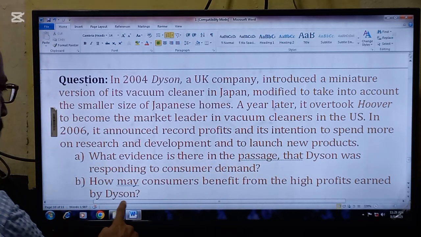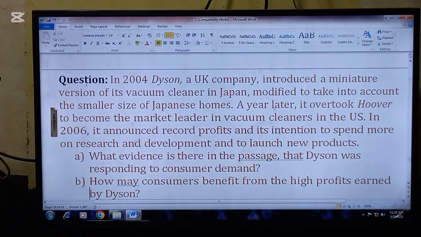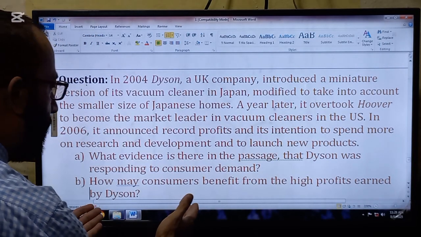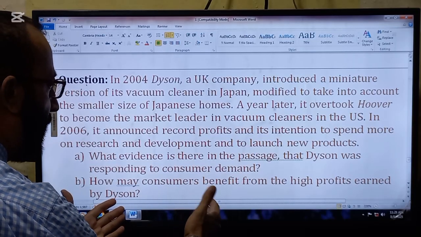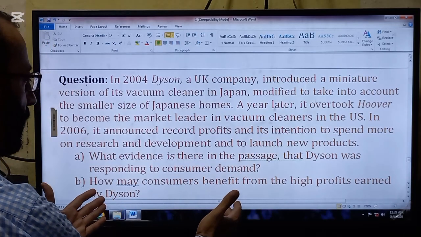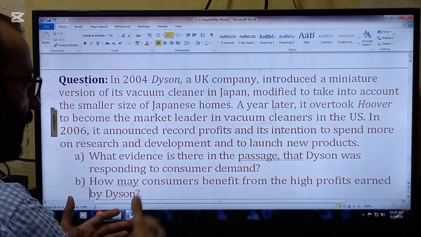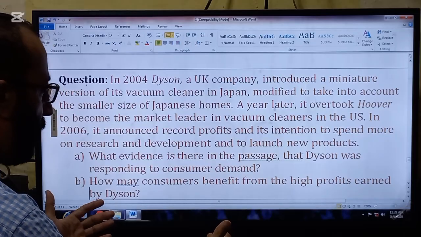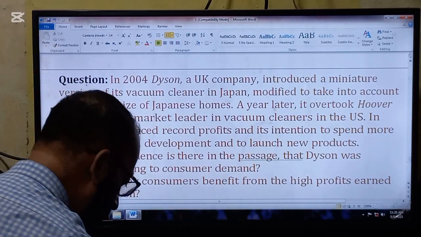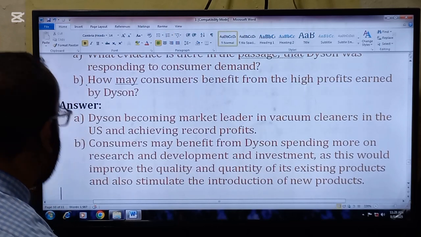B part. How may consumers benefit from the high profits earned by the Dyson? So definitely if the Dyson is gaining more profits, the Dyson will spend more money on research and development and will develop more innovative products and will produce more. Maybe the prices will come down and more efficient products will be there in the market. So this will be the advantage for the consumers.